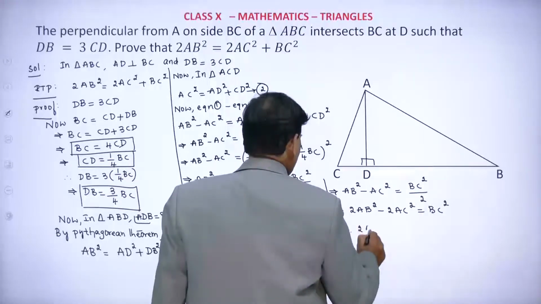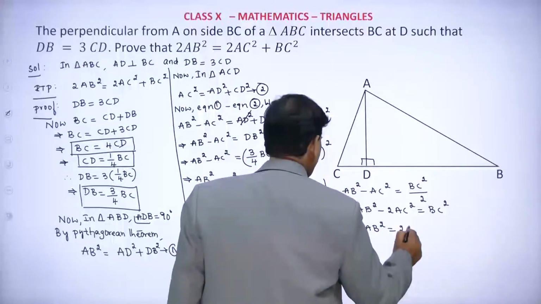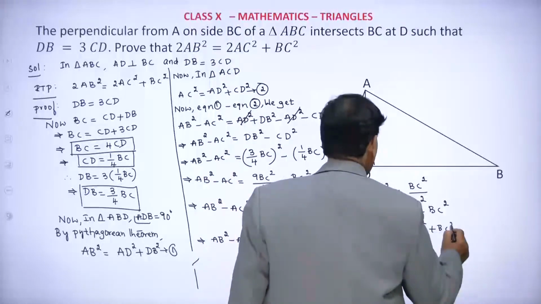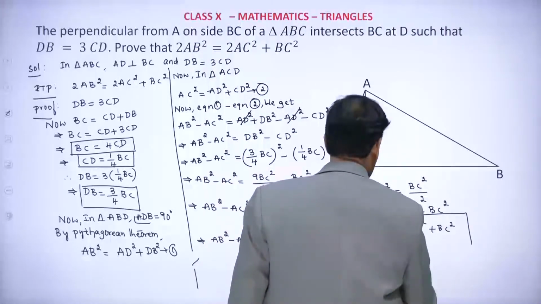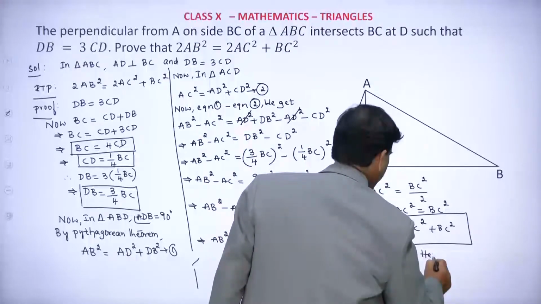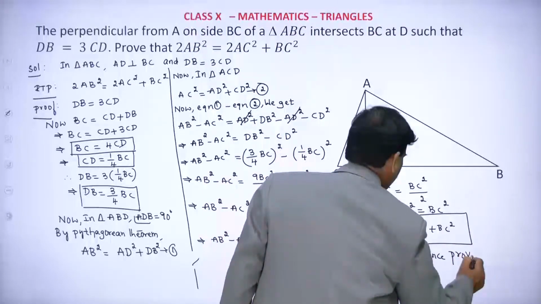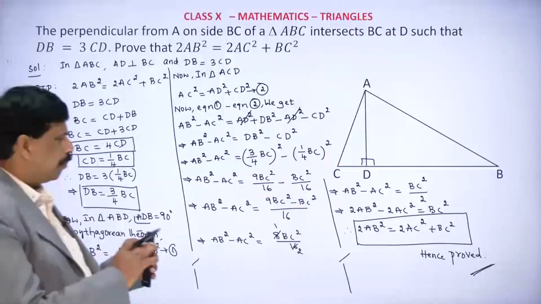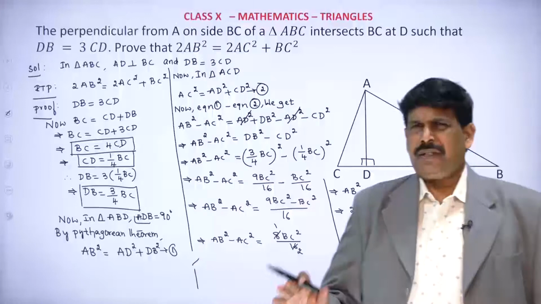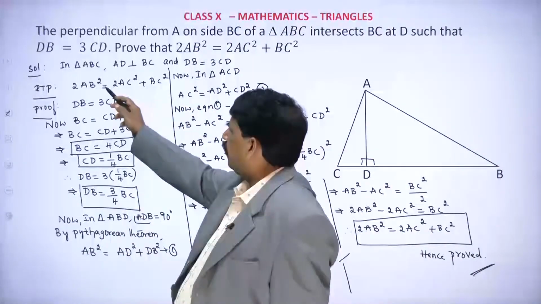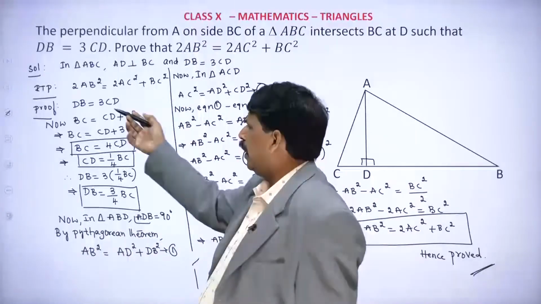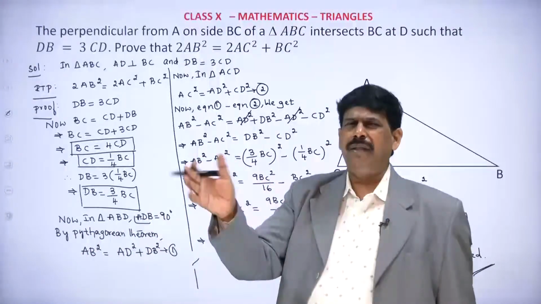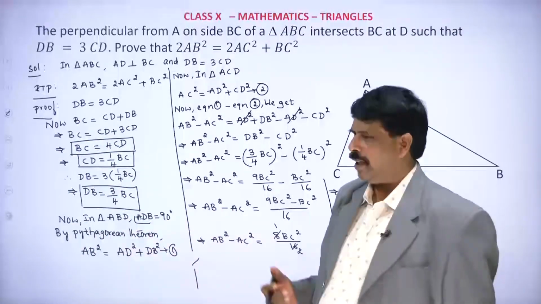So therefore, what we will get here, 2AB square is equal to 2AC square plus BC square. This is the question. Clear? So this is one of the important problems. Simple. See, you have to see which sides we needed. Anyway, AB square and AC square, they are the hypotenuse. So the others we have to change to get BC square. It's clear? Let us see the next problem now.